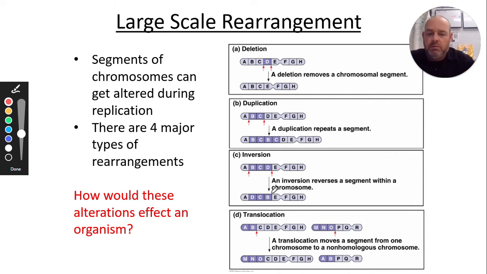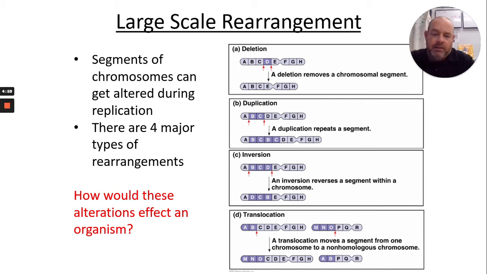Oftentimes they will not, okay? And then you have this one down here, translocation, where you basically have pieces of chromosomes getting tangled and trading or breaking off and reattaching. So here you have A and B going onto this chromosome down here, and you have M, N, and O coming up to this one. That's called a translocation, where they're actually trading segments from one chromosome to a non-homologous, a different one, right? So these are all going to affect the DNA level, which affects the protein level and affects how things get done.